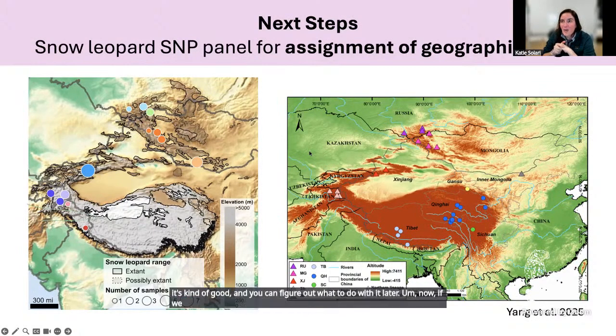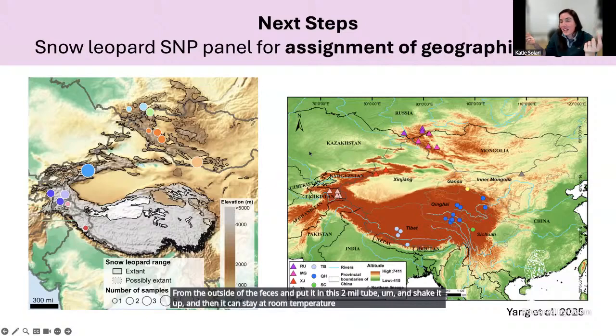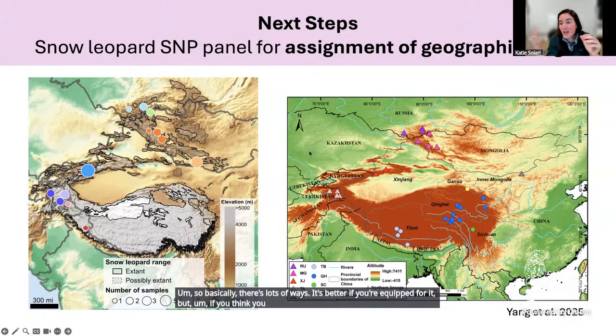Now, if we're prepared, we're using more of a buffer called a Zymo DNA RNA shield. Those are 2 ml tubes, which are a lot smaller than the tubes that Shaquille was using, that you can just carry around in your pocket. You do a little swab or take a little pinch from the outside of the feces, put it in this 2 ml tube and shake it up, and then it can stay at room temperature for weeks or months. So there are lots of ways. It's better if you're equipped for it, but if you think you're going to be encountering some, I'm happy to talk to you and tell you what to put in your bag to be able to collect them.